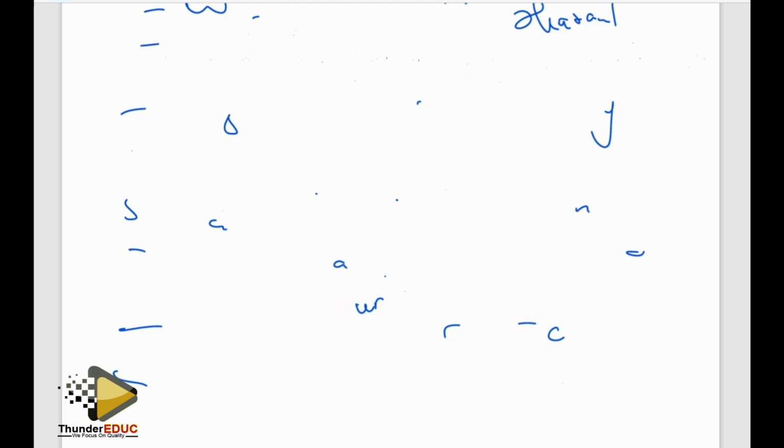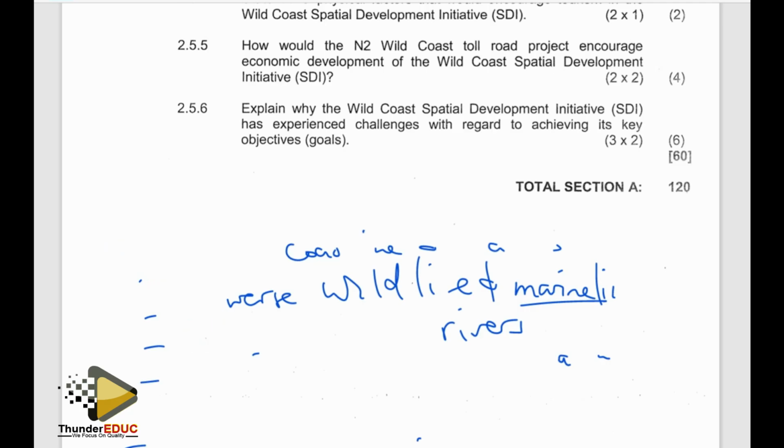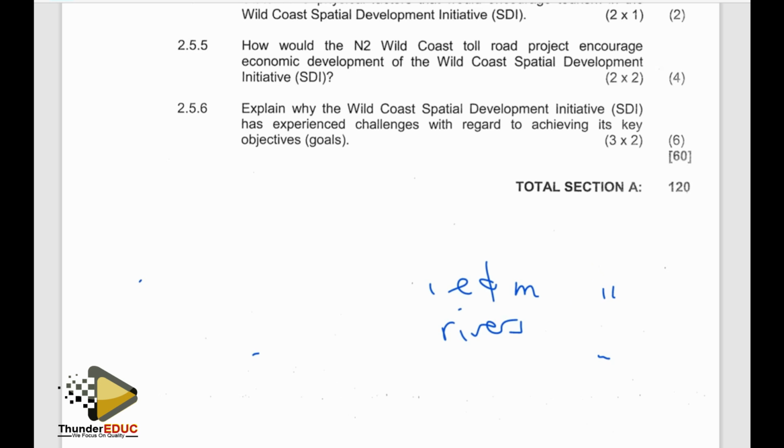256. Right. Question 256 is talking about why the Wild Coast Spatial Development Initiative has experienced challenges with regard to its key objectives. Right, the key objectives is to reduce poverty amongst the people in the area, and besides reducing poverty, it is also targeting to create jobs for the people in the area. So why has it faced challenges to address such problems?